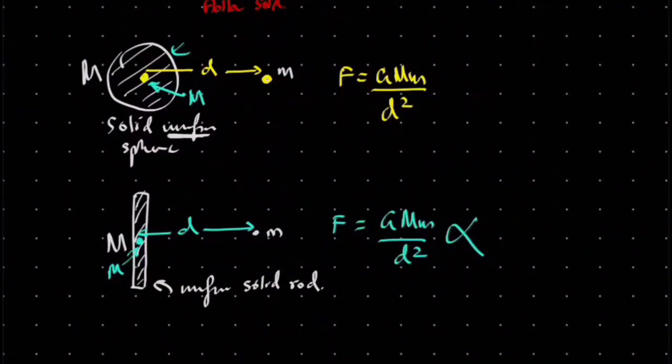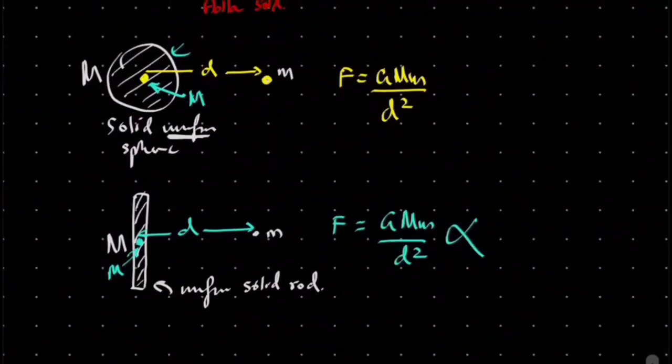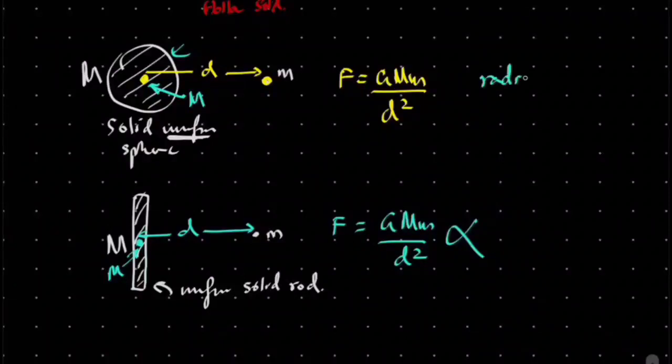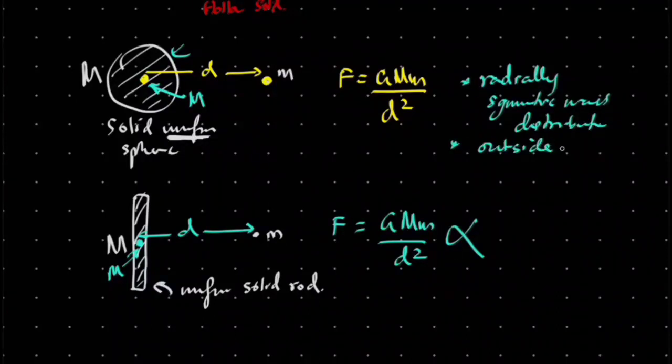So for a spherically or radially symmetric mass distribution, that's one thing. The other thing is they're outside of each other, whatever this means. I hope you understand that. If this is there, then yes, you can put the distance between the centers of mass, but it's not a generality.